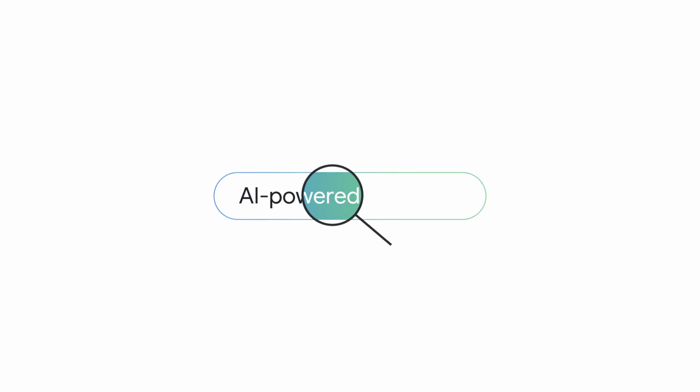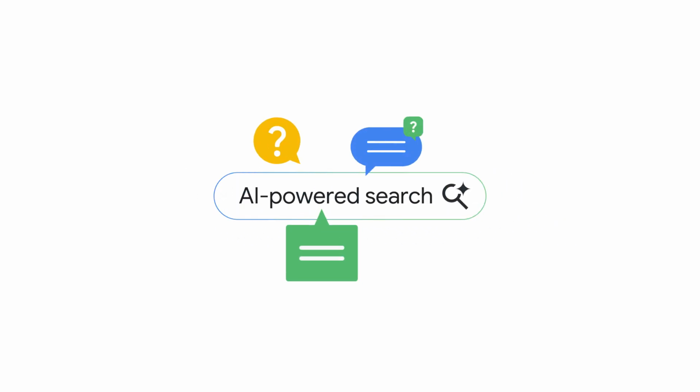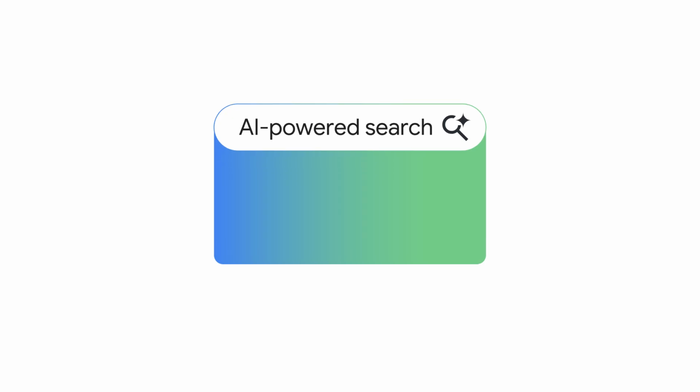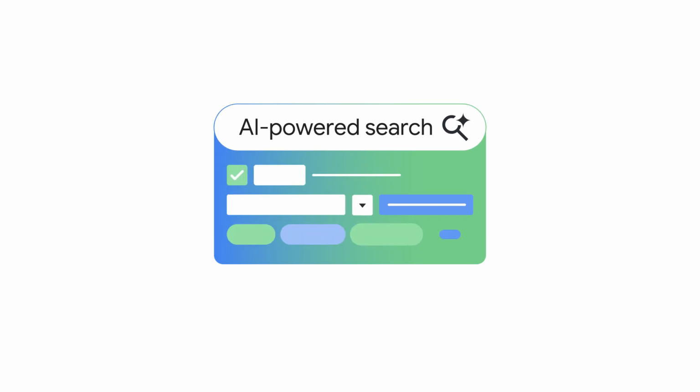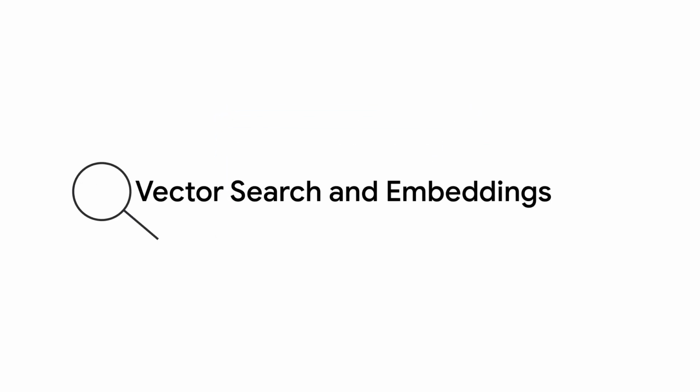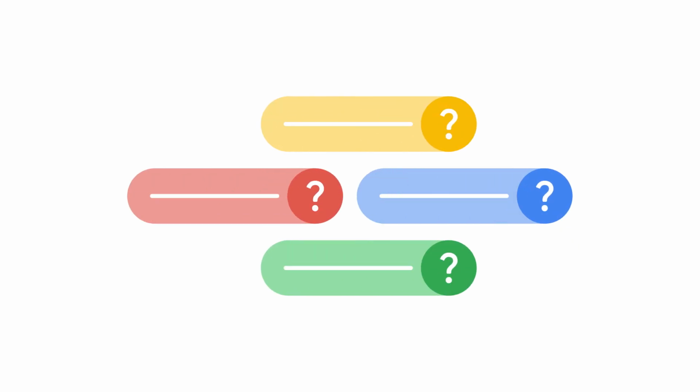Curious how AI-powered search truly understands your queries? And ready to build advanced search for your business? Welcome to the course, Vector Search and Embeddings, where you discover the answers to these questions and learn to build the next generation of search using Google's cutting-edge technologies.